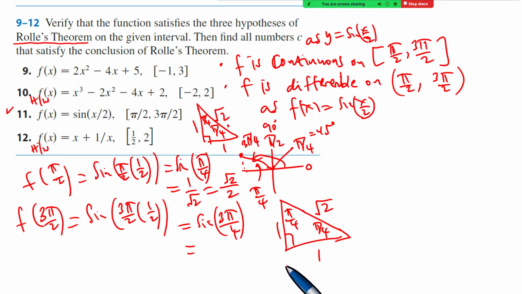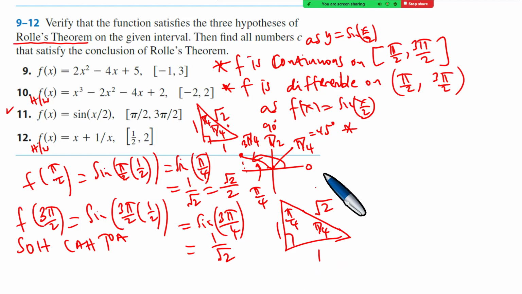We're excited because we can use our old friend from school, SOH CAH TOA. The sine is opposite over hypotenuse, and the opposite of pi over 4 is 1. The hypotenuse is the square root of 2, so it's exactly this. Now we're covering this theorem here so that you can understand it. We stated the two hypotheses. What is the third one?